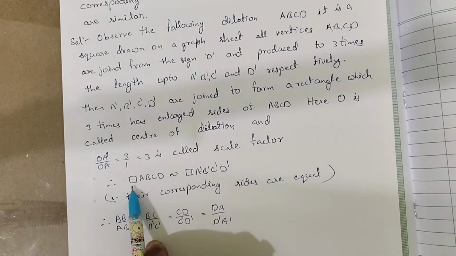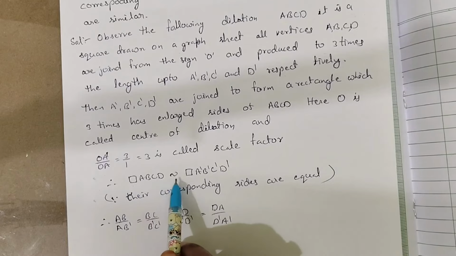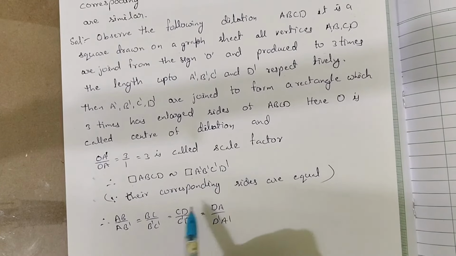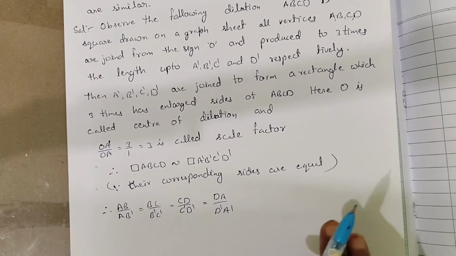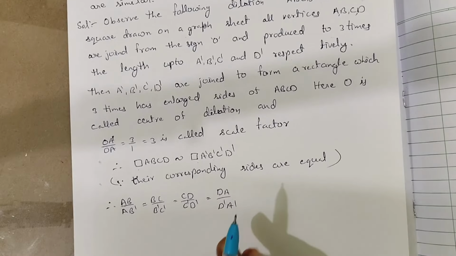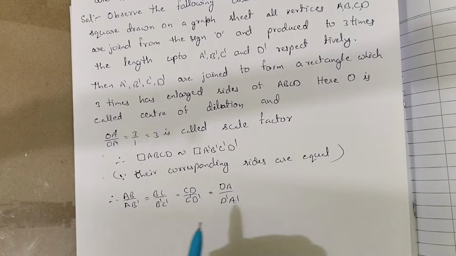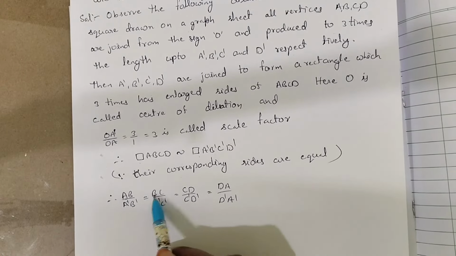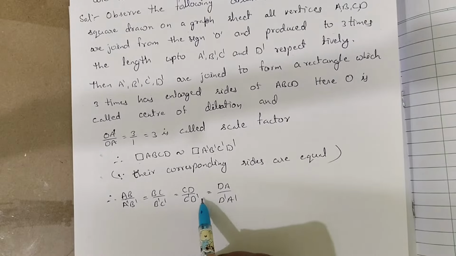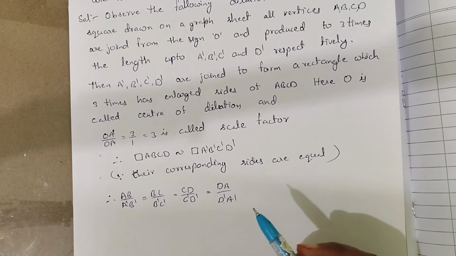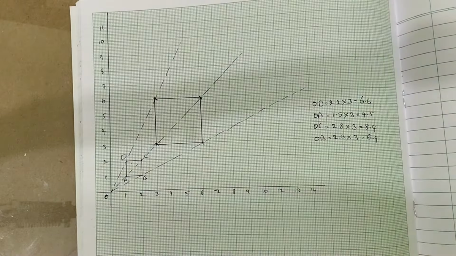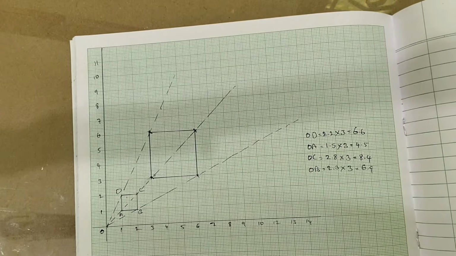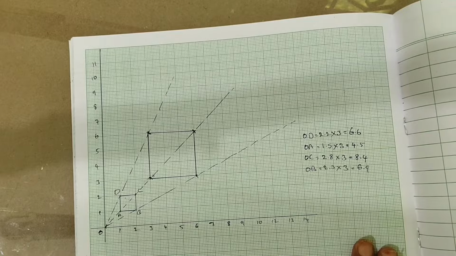So square ABCD is congruent to square A dash, B dash, C dash, D dash, because the corresponding sides are equal. Both are similar, which means the 4 side ratios are equal: AB by A dash B dash, BC by B dash C dash, CD by C dash D dash, DA by D dash A dash. So this is the matter. Next, this is the complete diagram of this question. So complete these notes. Now the 9th question solution is completed.